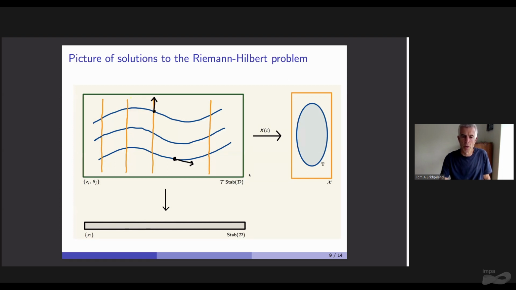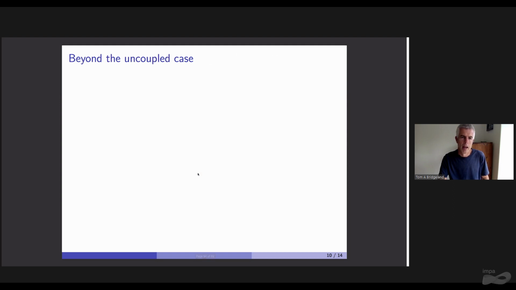Okay, so that's what I'm going to want to move towards, is saying that thinking about this problem enables you to define a geometric structure on this space, the tangent bundle to the space of stability conditions. Okay, so we'll see this picture again later. So I should speed up a little bit because I've only got 10 minutes left.